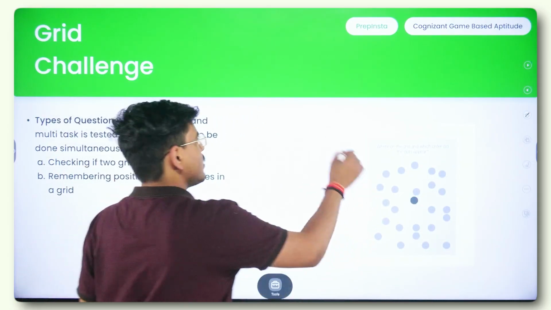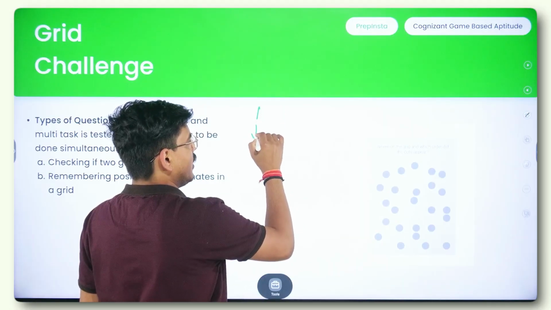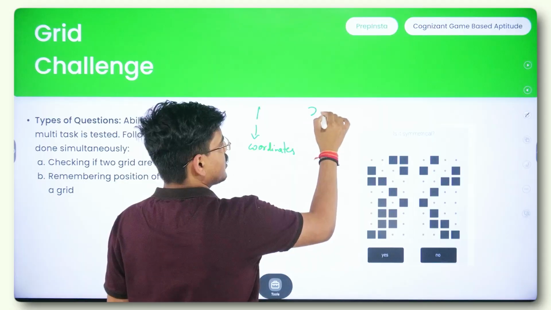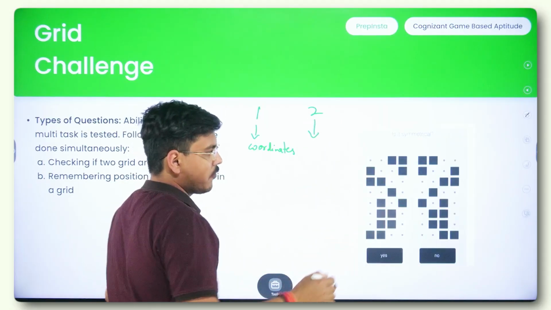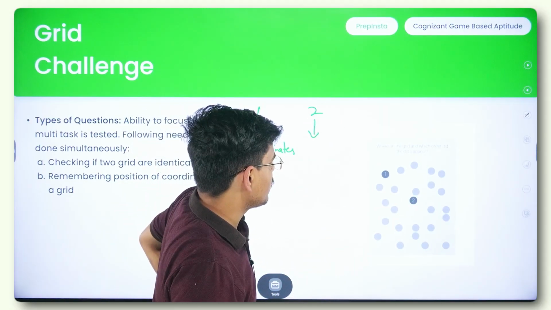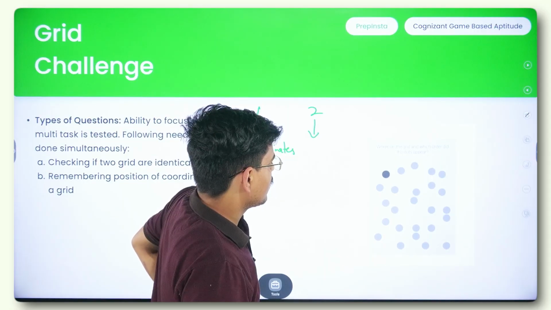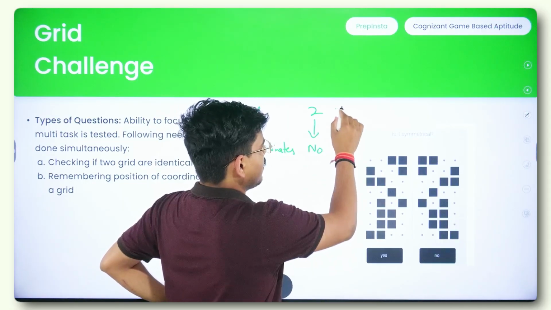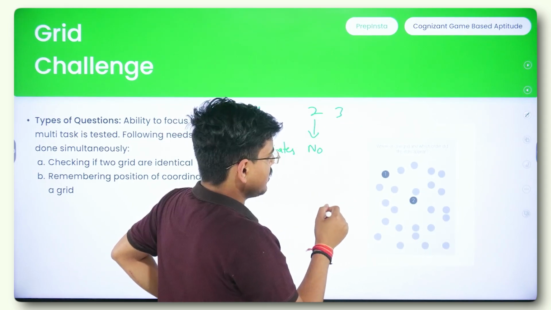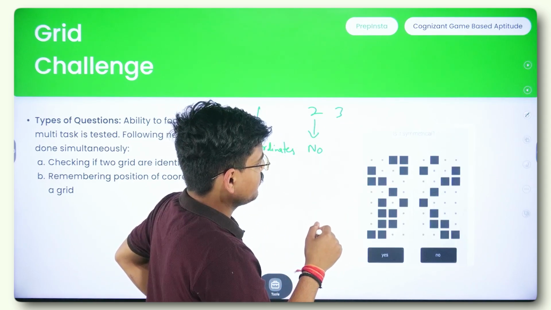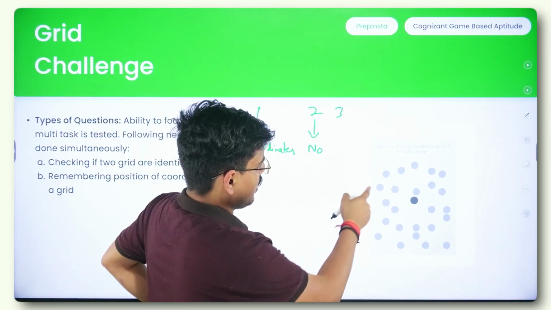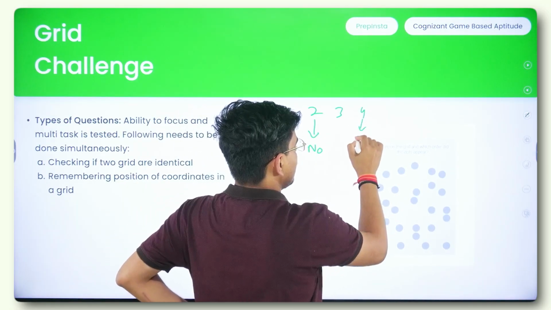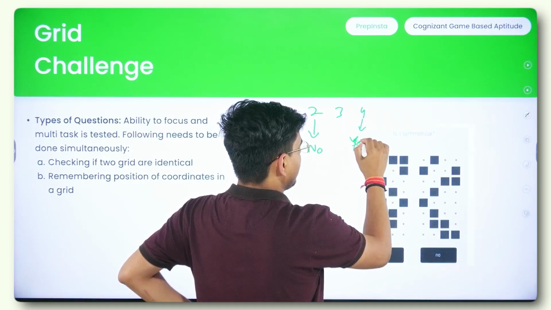So in this, the first image is of coordinates. The second image asks about symmetry. If I carefully see the second image, this is the first image, this is the second image. It is not symmetrical. Then the third image comes here, and this is the fourth image, which is symmetrical. So the fourth image is symmetrical.